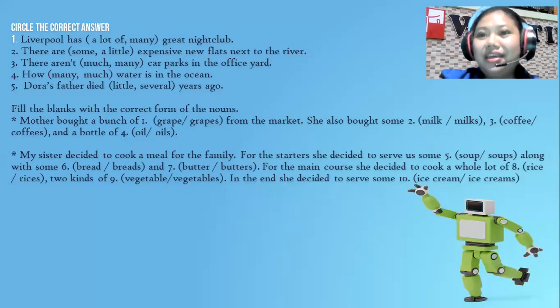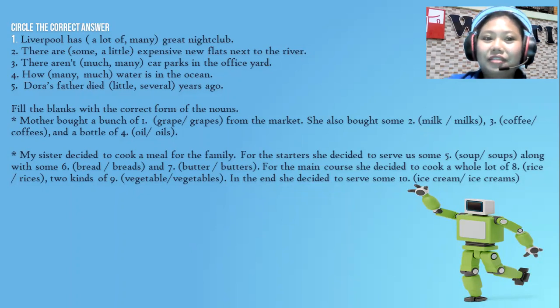I gave you two options. For example, Liverpool has a great nightclub. Remember, notice if it's positive, we usually use a lot of or many. Number 2 also: there are some or a little expensive new flats. Which one? We want to count expensive new flats, or the river. Which one is the noun?